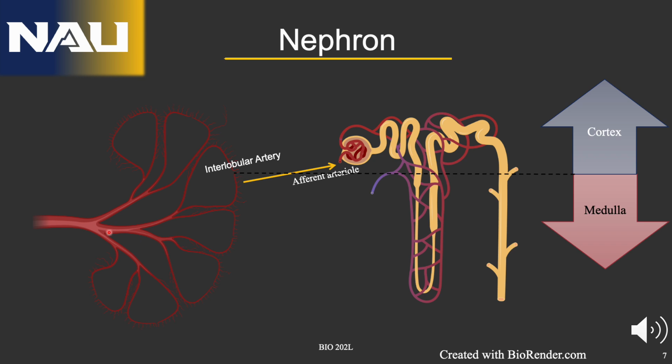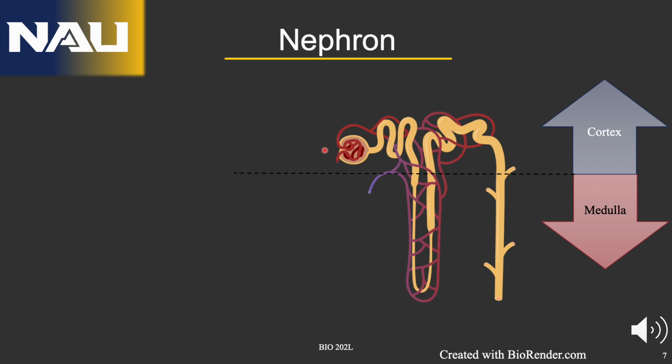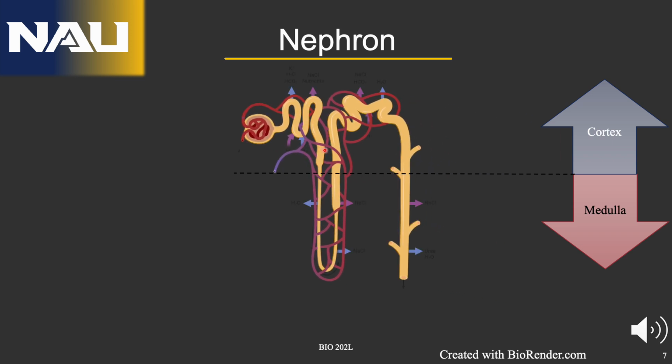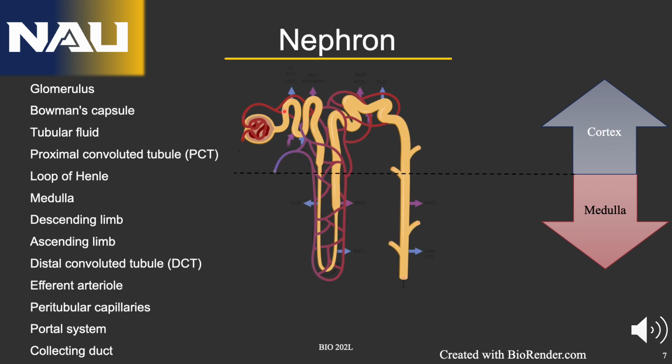Here you can see the blood supply of the kidney, and then we're going to zoom in here. So we have our interlobular artery going into our afferent arteriole, which goes into the glomerulus. The nephron is the functional unit of the kidney. It's crucial for filtering blood and forming urine. Blood arrives at the nephron through the afferent arteriole, which supplies blood to the glomerulus, a network of capillaries within the Bowman's capsule. So here's the Bowman's capsule.